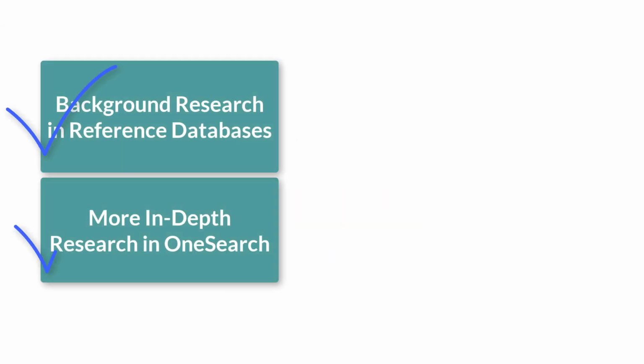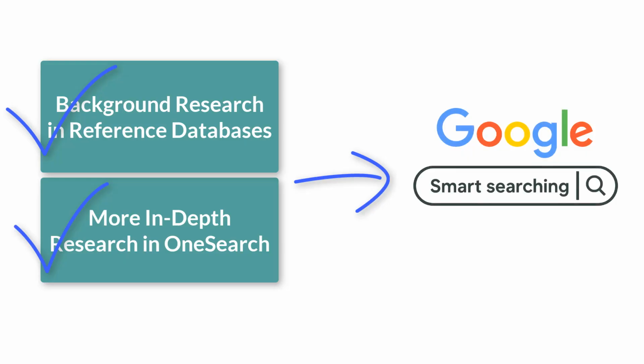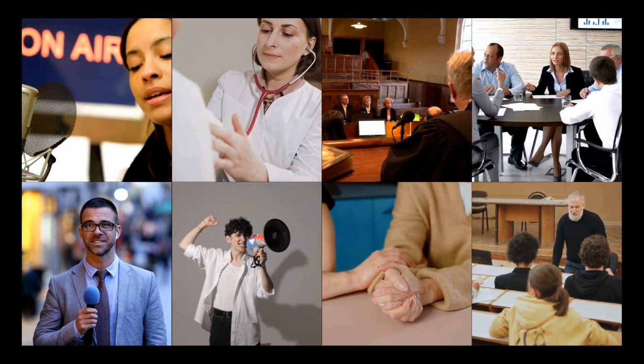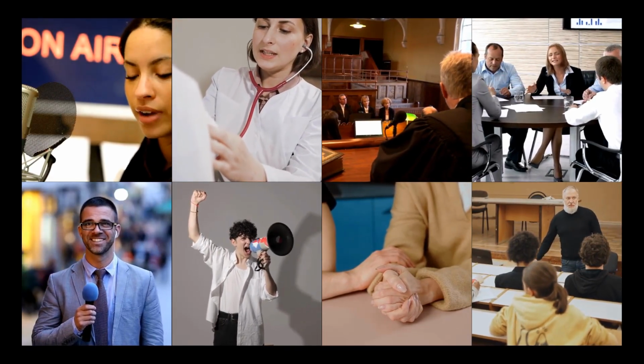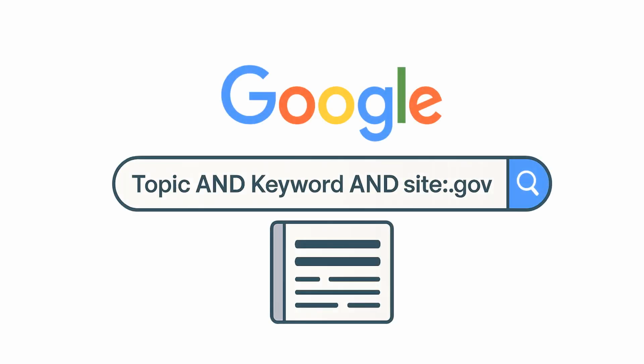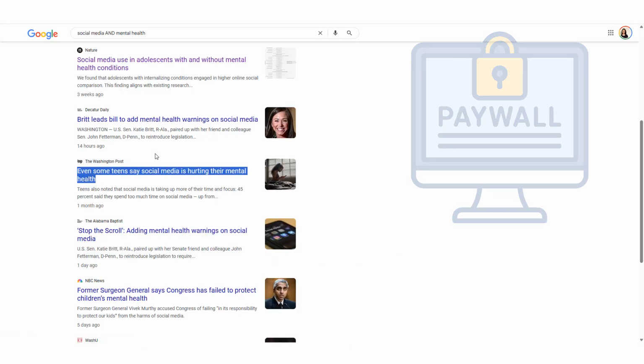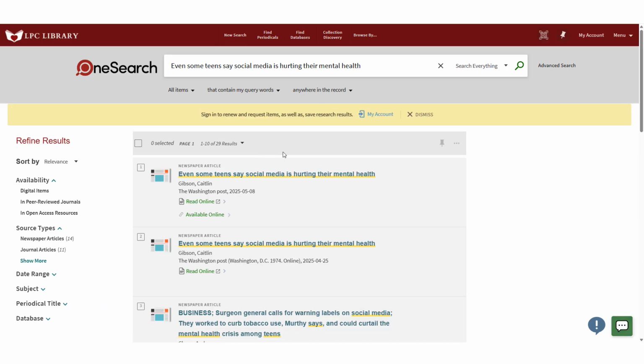Finally, let's talk about smart searching with Google. Google is a powerful tool when used wisely. It's great for discovering diverse perspectives like current news, nonprofit research, government data, blogs, and expert commentary. When searching, use your focused keywords and try adding domain filters like site:.gov or site:.edu. And if you hit a paywall, copy the article title and paste it into OneSearch. The library might already have access.